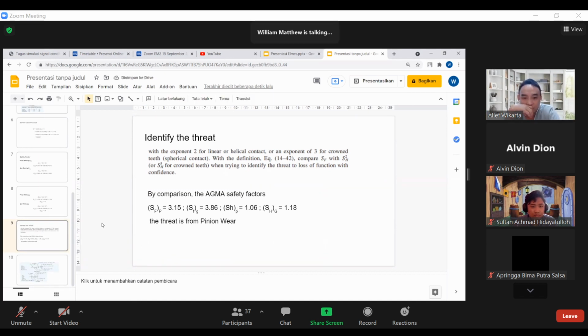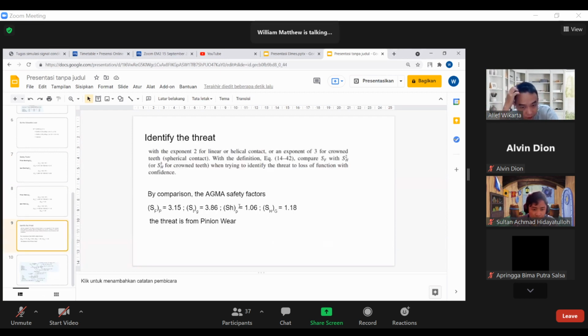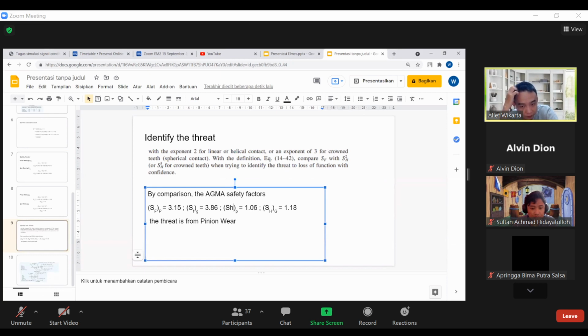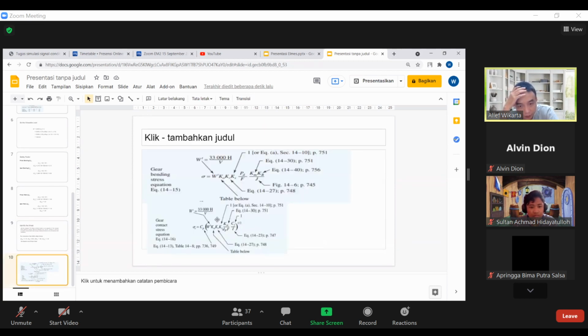Okay, so this is the final result from the calculation that the threat is from pinion wear, because here the safety factor is the lowest one. So this is the formula which was used before, sir.